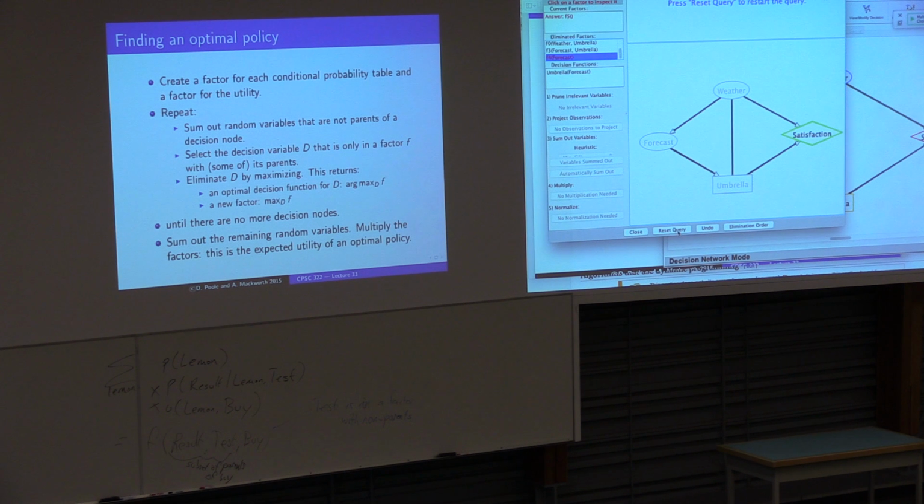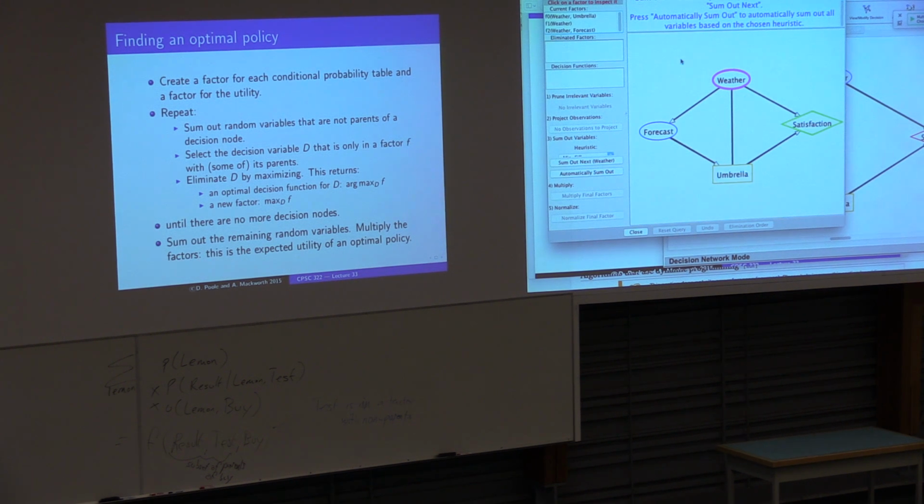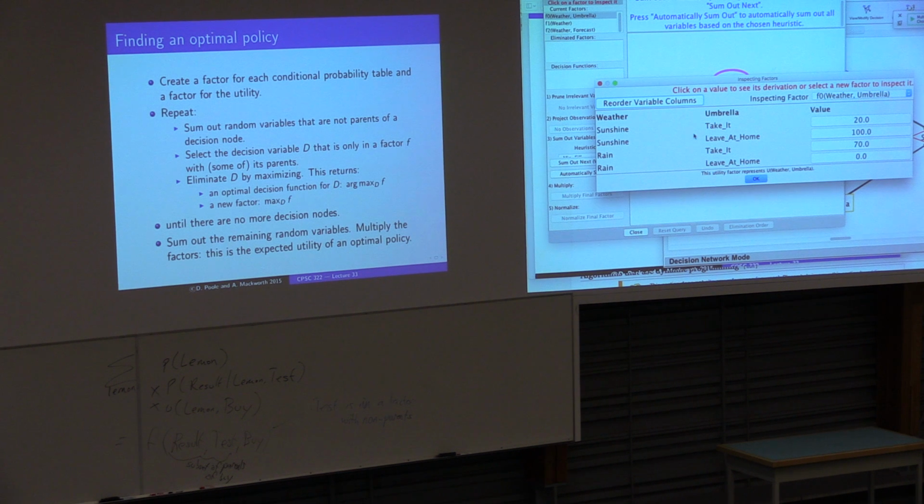If I reset the query, weather umbrella, this one. I can't maximize at this stage because I can't decide to take it, or leave it at home if it's going to be sunshine, because I don't know if it's sunshine. I can say if it's sunshine, I should leave it at home, and if it's rain, I'll take it, but I can't implement that because I don't know whether it's going to be sunshine or rain. I only see the forecast. Okay? Any other questions?